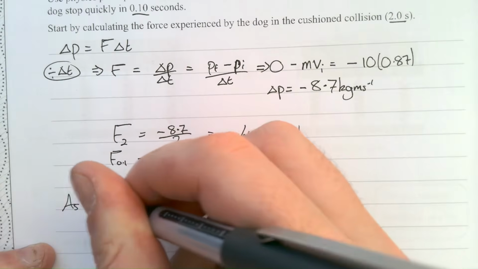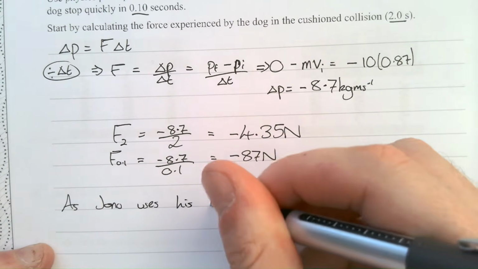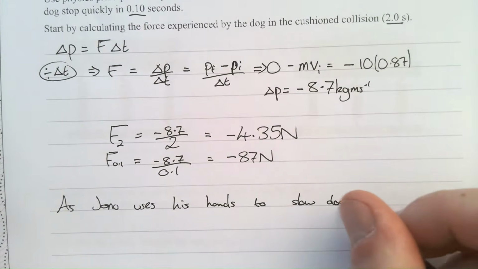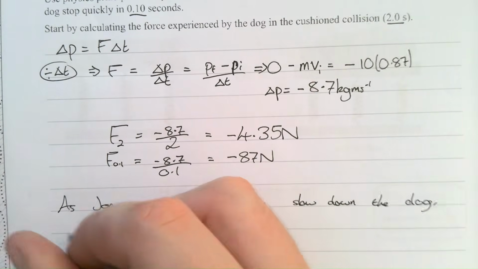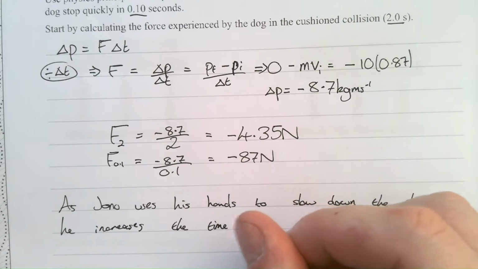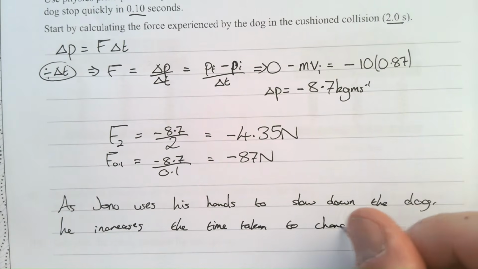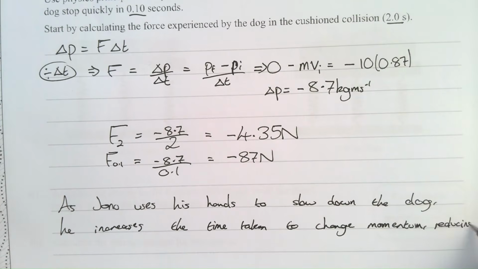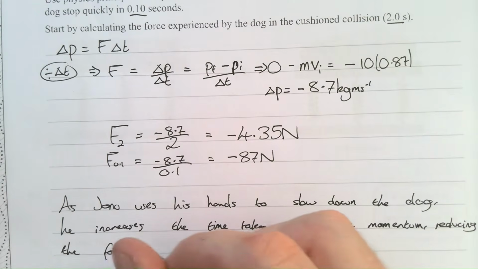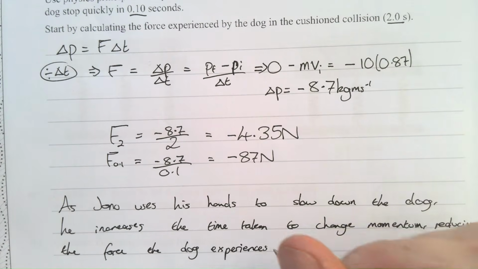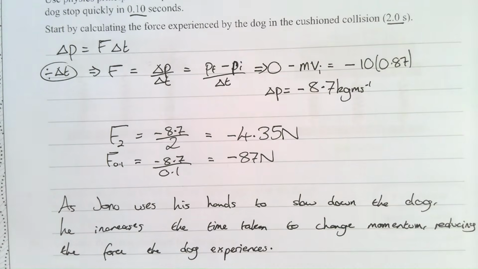As Jono uses his hands to slow down the dog, he increases the time taken to change momentum, reducing or lowering the force the dog experiences. Done. So there's quite a lot there.